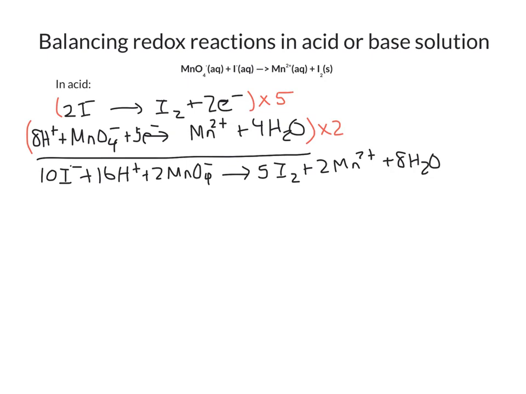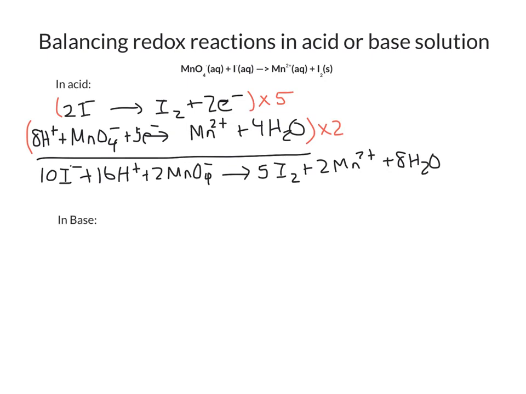So we can check to make sure everything's balanced. 10 iodines on this side, 5 times 2 is 10 iodines on this side, 16 hydrogens on this side, 8 times 2 is 16 hydrogens on this side, 2 manganese on this side, 2 manganese on this side, 2 times 4 is 8 oxygens on this side, 8 oxygens on this side, and in terms of charges, I have 16 plus 10 minus, that gives me a 6 plus, minus 2 more minuses, so I have a 4 plus on this side, and I have 2 times 2 plus is 4 plus on this side. So my charges and my atoms are balanced, and that is a balanced redox reaction in acid solution.